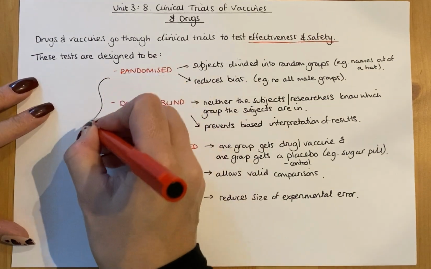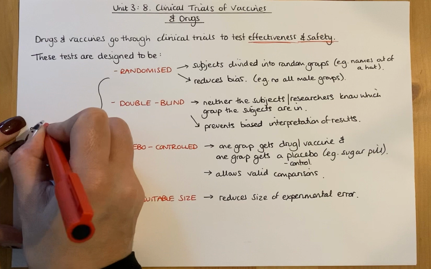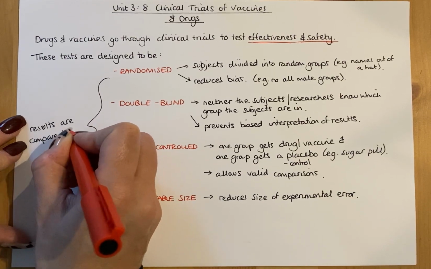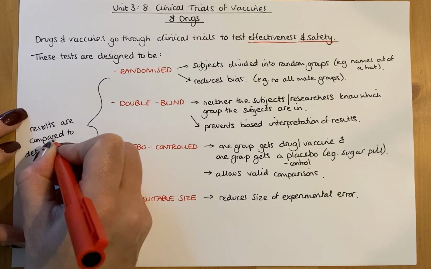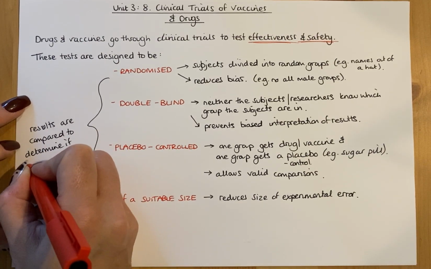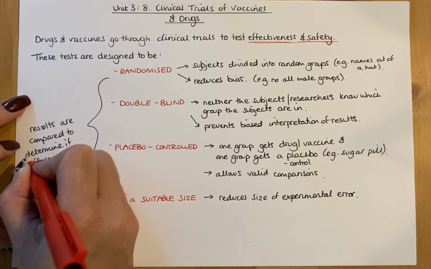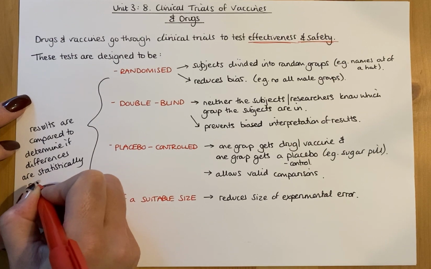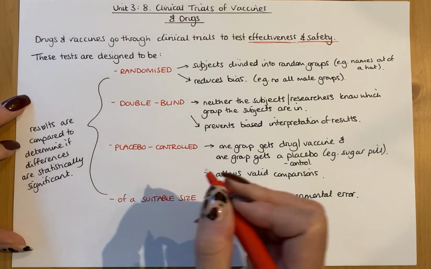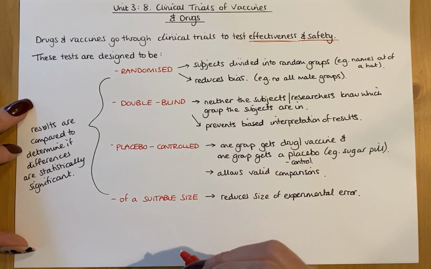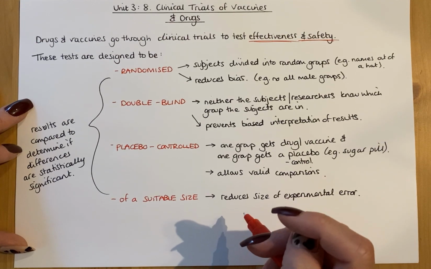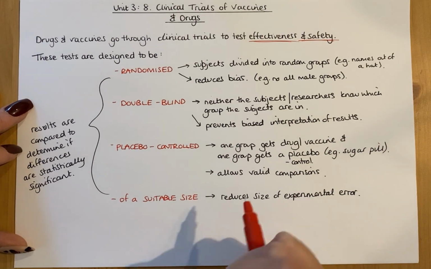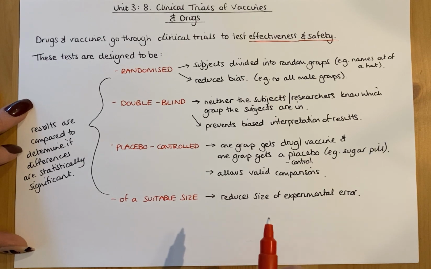Now, if a drug trial has all of these aspects in it, okay, the results from that drug trial or that vaccine trial are compared. Okay, and they're compared to determine if any differences between the placebo group and the drug group are what's called statistically significant. Now, that's basically just to show you that if you've got one group taking a particular pharmaceutical drug and one group taking a placebo, they both might get better. Okay, so you have to make sure that that is significantly increased in the drug group more than the placebo group. Okay, otherwise we could just give everyone sugar pills and they could be fine.